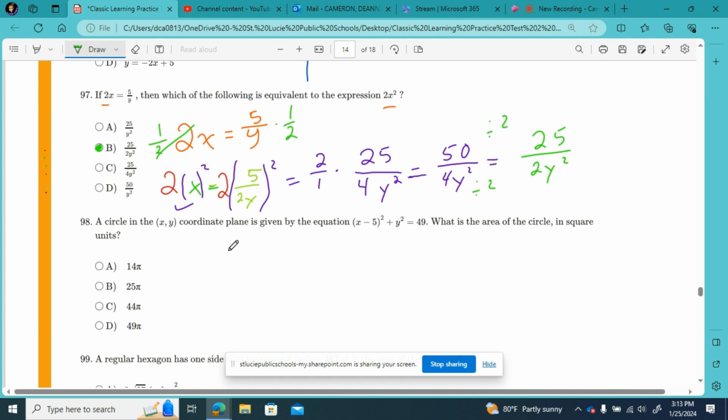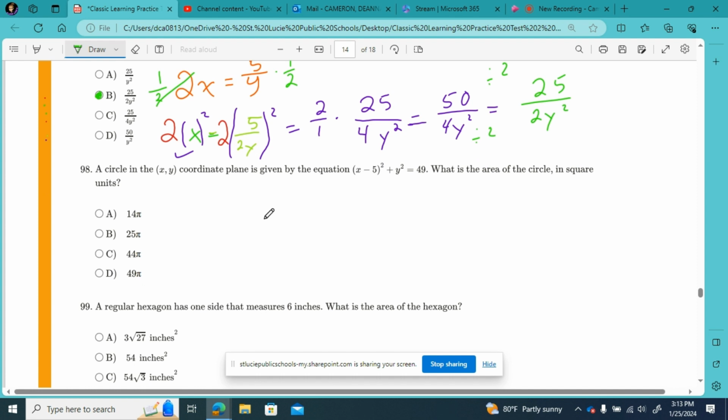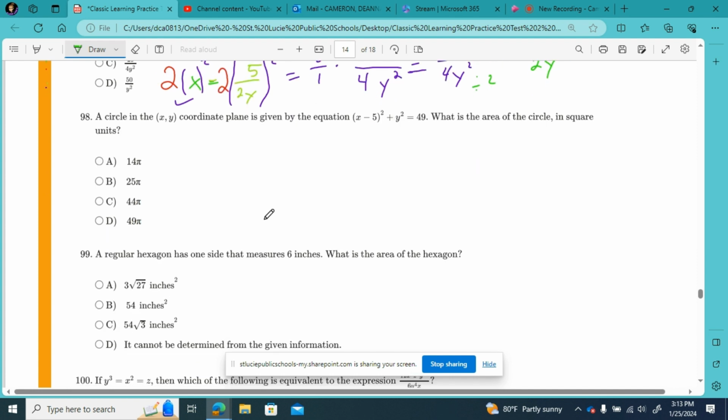And my next one, question number 98. A circle in the xy coordinate plane is given by the equation (x minus 5) squared plus y squared equals 49. What is the area of the circle in square units? I know my formula for area of a circle is pi r squared. And I know my equation of a circle looks like this, where on this side of the equal sign is your radius squared. So if r squared is 49, it's pi times 49, which is just 49 pi.